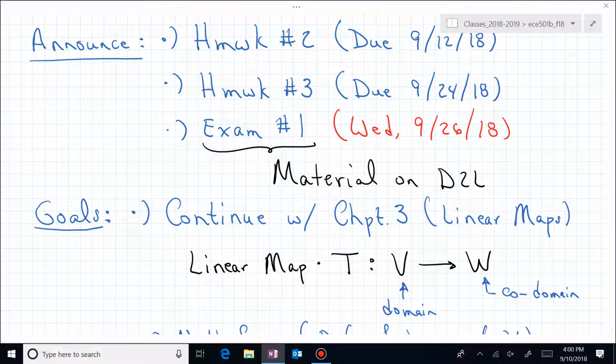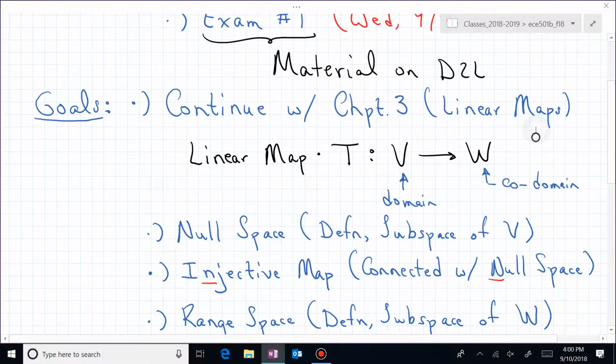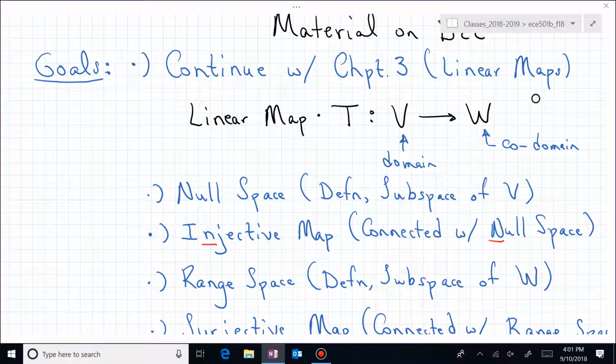Today what I want to do is to continue with chapter 3 material, and chapter 3 is dealing with linear maps. A linear map is an operation, well, I shouldn't say operator because we'll be very particular with that word usage. So that will only be a special set of these linear maps. But T is maybe what we will use to refer to a linear map, and that will go from some domain V to a codomain W.